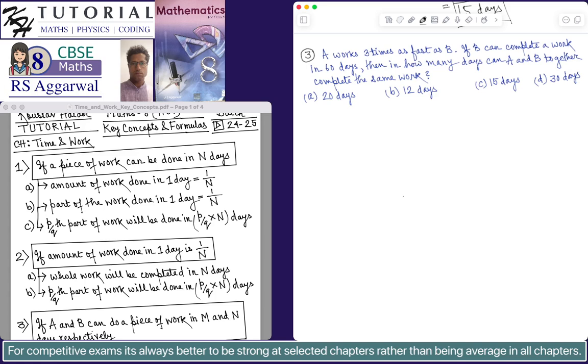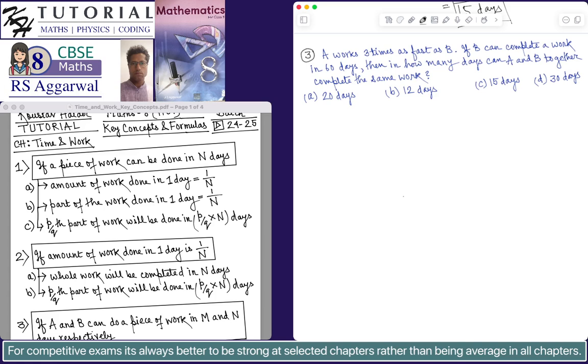It means that A will take whatever time B takes to complete a work divided by 3. Three times as fast means whatever time B takes to complete a work, A will take that time divided by 3, or whatever time A takes to complete a work, B will take 3 times the time taken by A to complete a work.